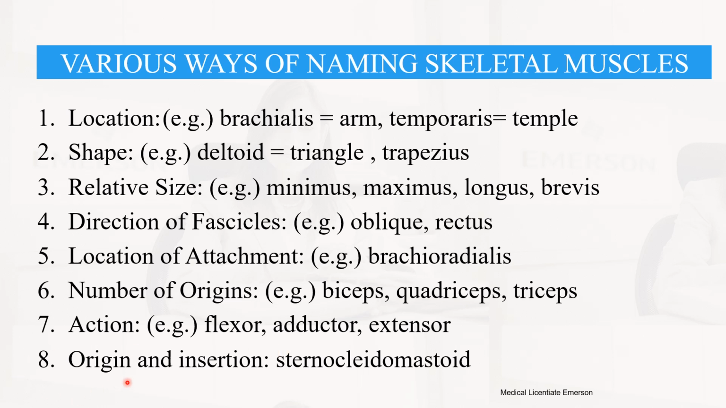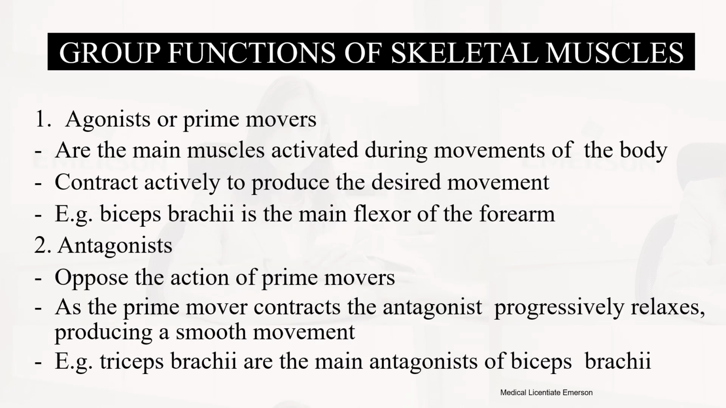Then we have origin and insertion. An example would be the sternocleidomastoid muscle, with its origin and insertion. Okay, so I think we can move on. We go to the group functions of skeletal muscles.